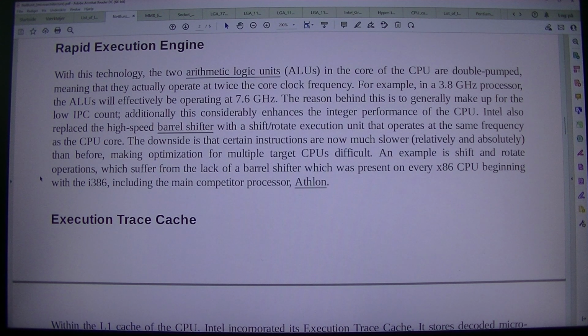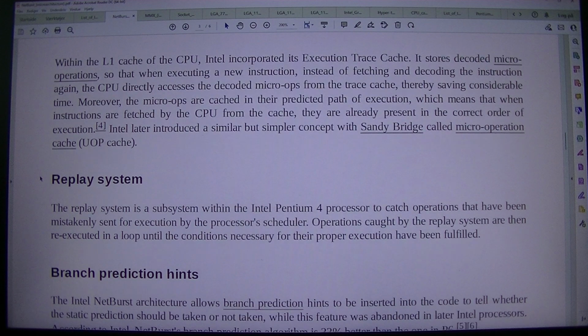Execution trace cache. Within the L1 cache of the CPU, Intel incorporated its execution trace cache. It stores decoded micro-operations, so that when executing a new instruction, instead of fetching and decoding the instruction again, the CPU directly accesses the decoded micro-ops from the trace cache, thereby saving considerable time.